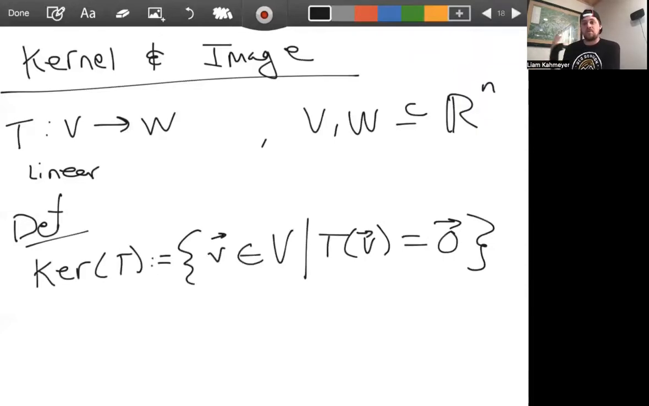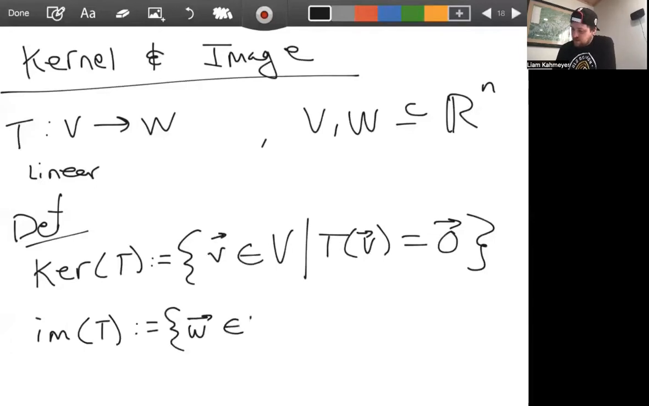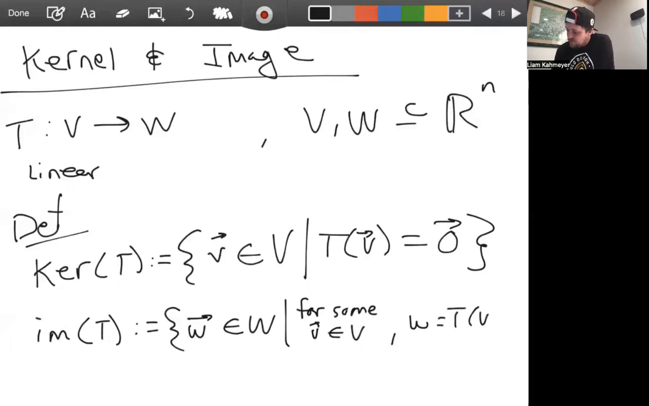So remember, the kernel is everything that gets mapped to 0. What about the image? Well, the image is everything that gets mapped to by something. So this would be W in W such that for some V in V, we have that W equals T of V. This is the image, right? It's the collection of everything that was mapped to under the linear transformation T.